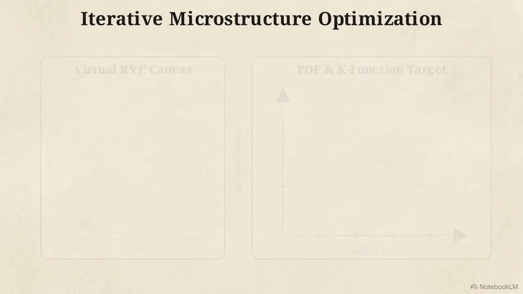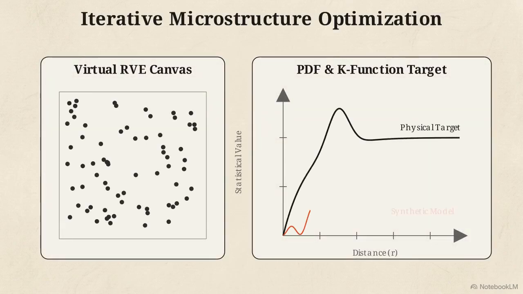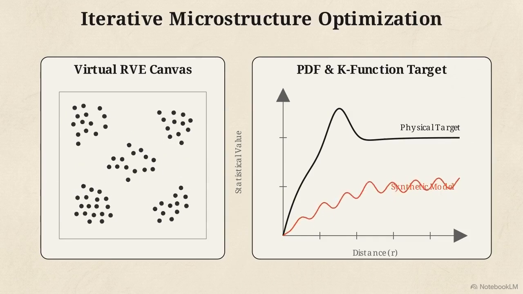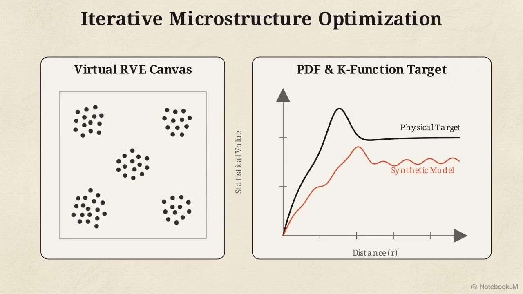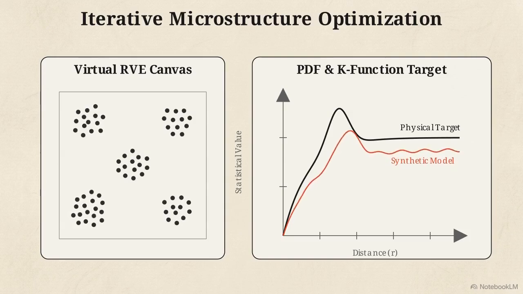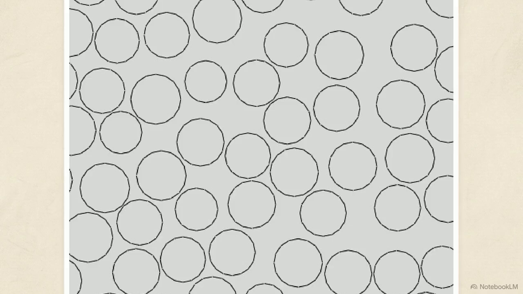With physical targets extracted, optimization algorithms take over, generating synthetic fiber locations from a blank mathematical canvas. The algorithm operates in a continuous iterative loop. It slightly repositions virtual fibers, recalculating the simulated PDF and K-function data until the synthetic curves perfectly overlay the physical targets. The output of this computational loop is a cleanly generated two-dimensional model of random fiber distribution.